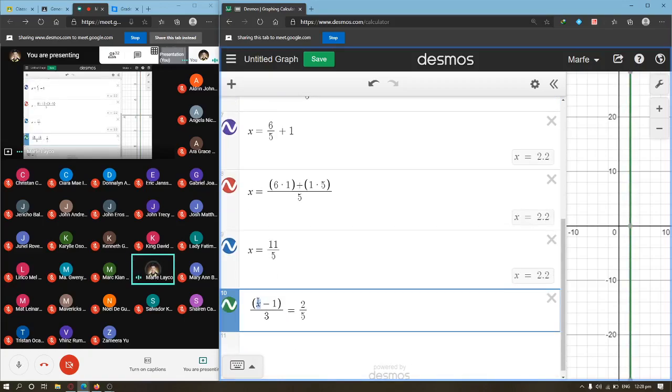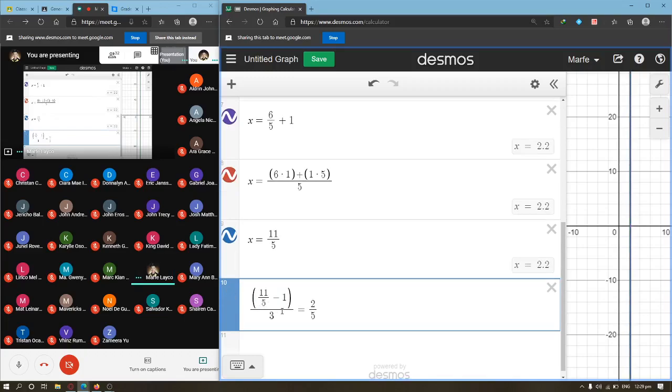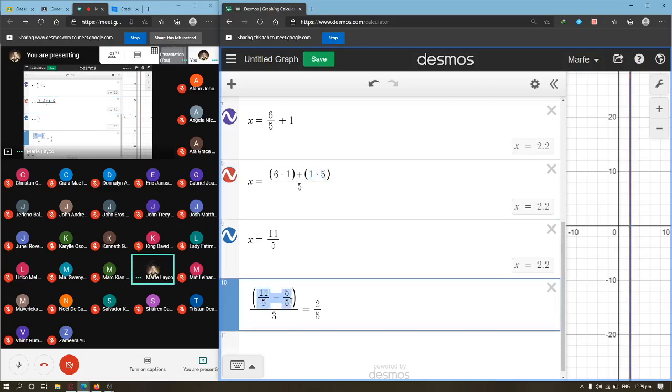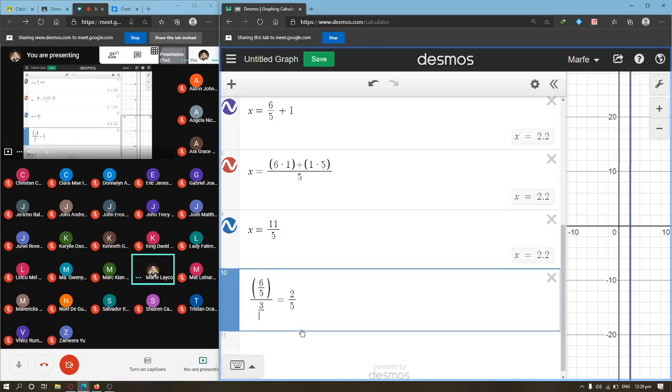So, 11 over 5. So, from 11 over 5, ito ay magiging 5 over 5, kagaya nito. 5 over 5. And then, 11 minus 5 is equal to 6. Since similar fraction, same lang yung 5. So, 6 over 5. And then, applying this, to get the reciprocal, yung 3, since whole number yan, automatically it is 3 over 1.